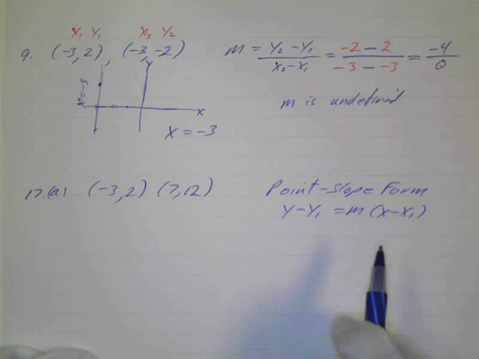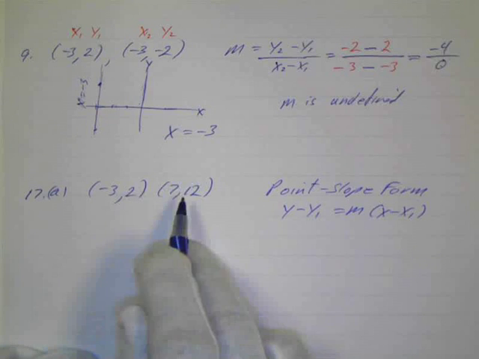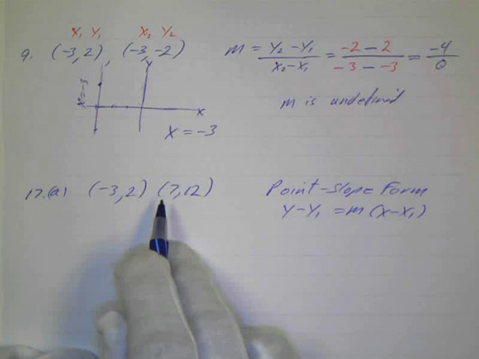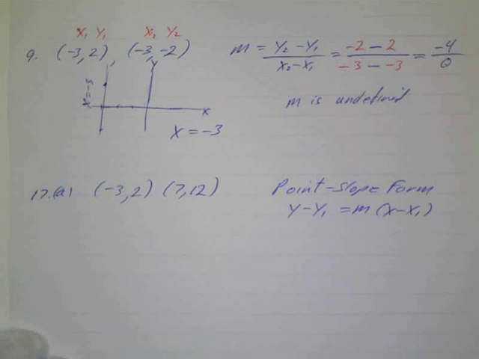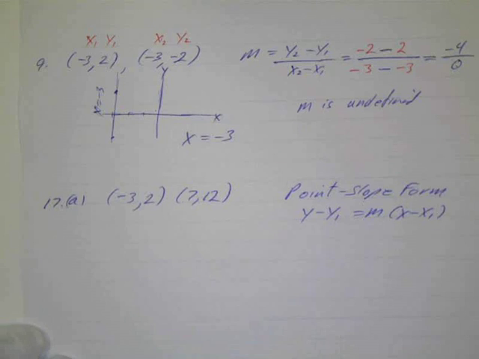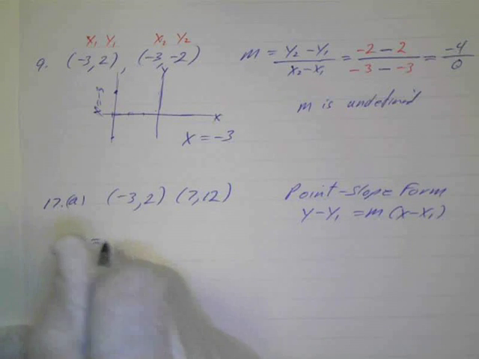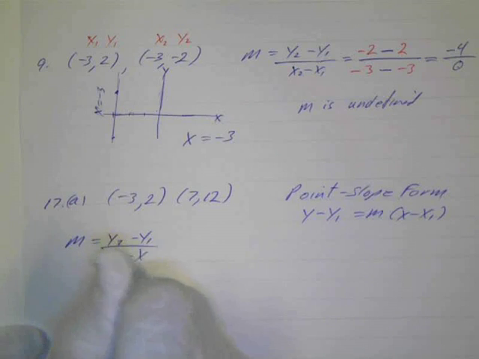This is the point-slope form, so we need a point and the slope. Do we have a point? We got two points, that's no problem. Do we have the slope? No. But can we find the slope? We sure can. We did the work up here, but we'll write it again because you need to know how to do problems like this. So m equals y2 minus y1 all over x2 minus x1.